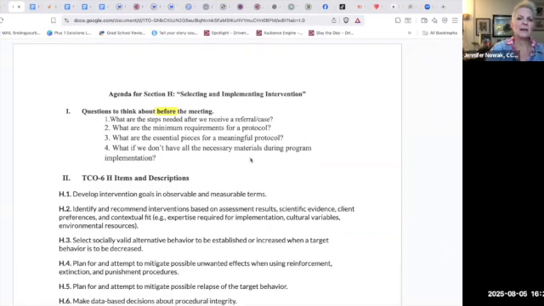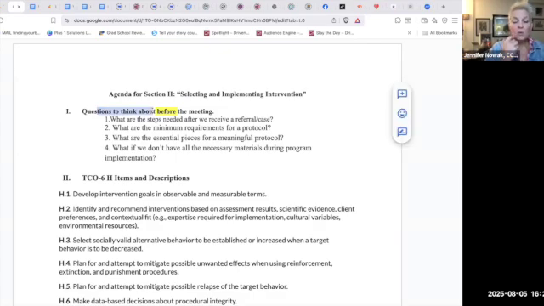So what we're going to be covering today is section H on selecting and implementing interventions, planning programs. How do we know we have our target behaviors, we have what we thought were our good goals, but how do we turn a goal into an actual intervention? So these are some things that I want you guys to think about before you come to your group.